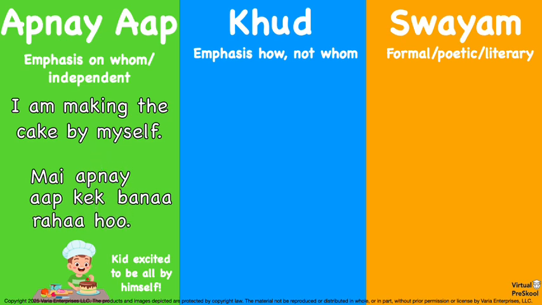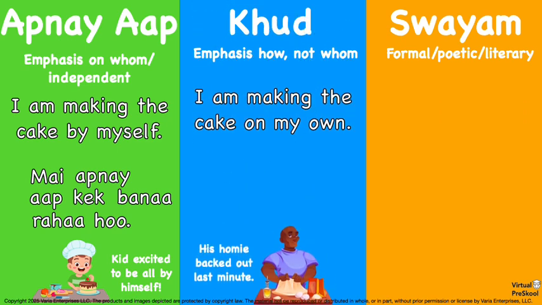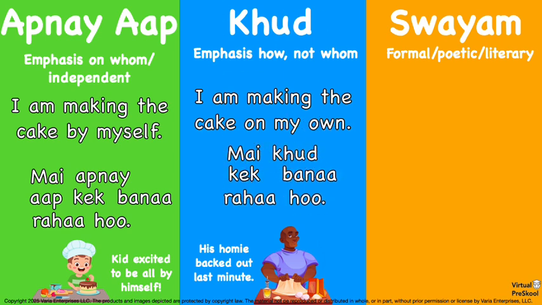मैं अपने आप केक बना रहा हूँ. Now let's look at khud. And again, to show emphasis on how it's being done rather than by whom, I changed it to I am making the cake on my own. And maybe what happened is that this guy's homie backed out last minute. His homie was supposed to come over and help him make the cake, but backed out last minute, so now he's got to do it on his own. Okay? And the way we say this in Hindi is मैं खुद केक बना रहा हूँ.